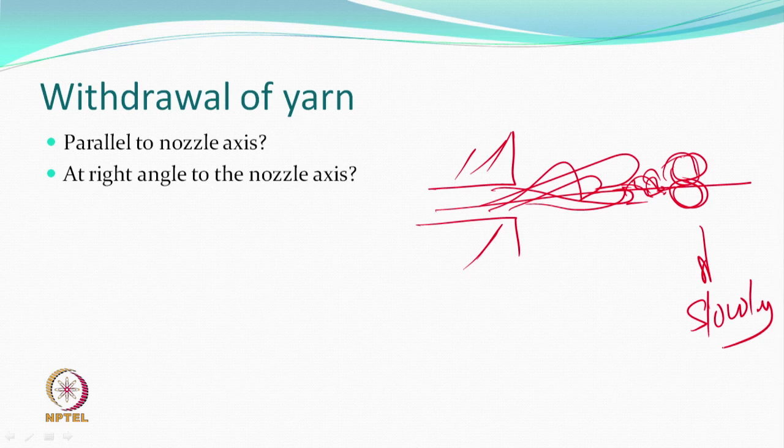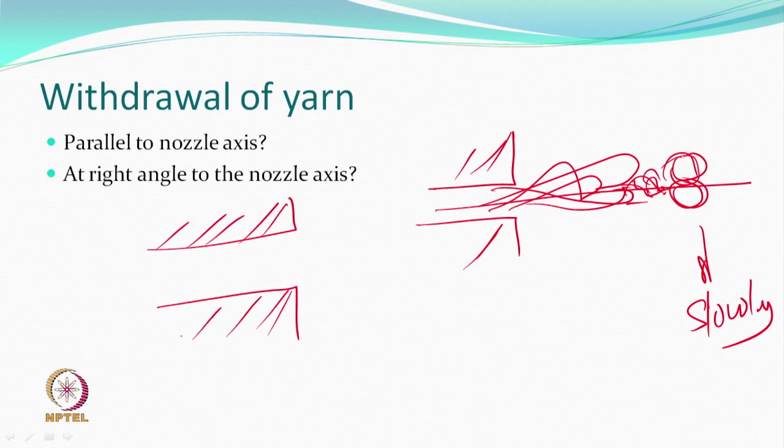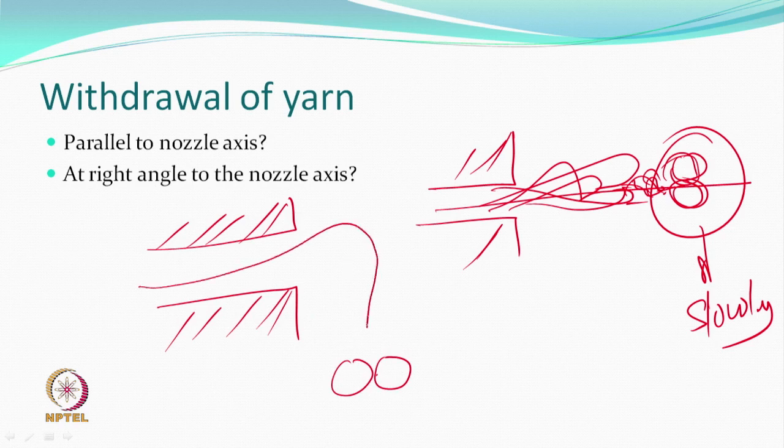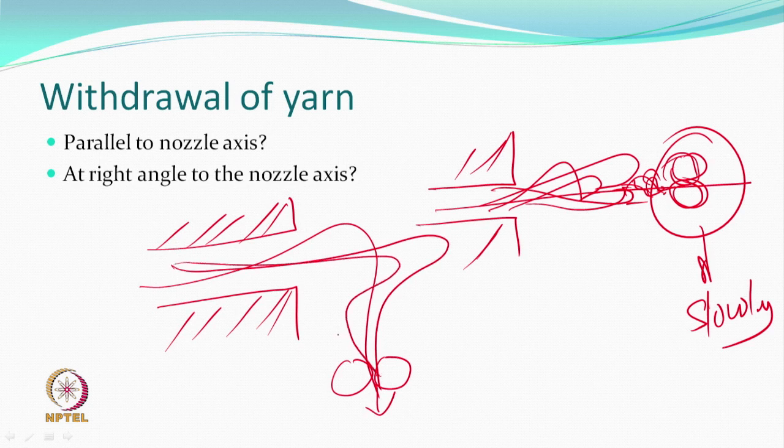But suppose we make a simple change and say that this is not in a line, but it is actually almost at right angles to the path of the yarn motion. What happens? This one goes like this, but still has to come back. Some migration may take place, this one goes like this and has to come back. This one goes up and has to come back.